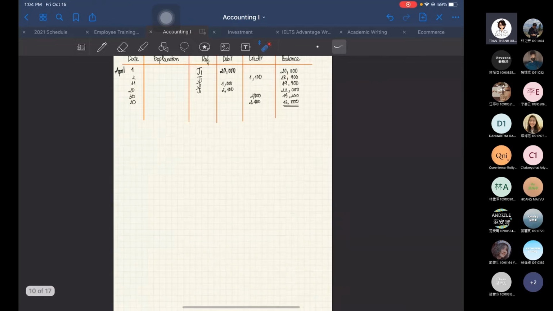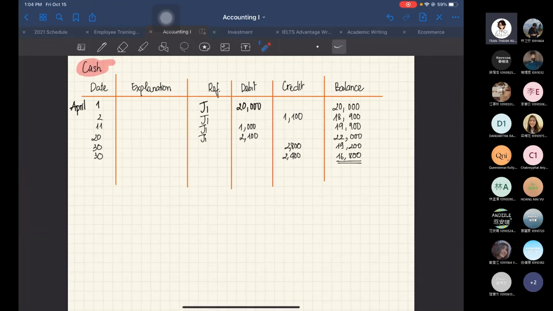Okay, and if you have no question, can you do the entire account for all the 8 accounts? Yes.